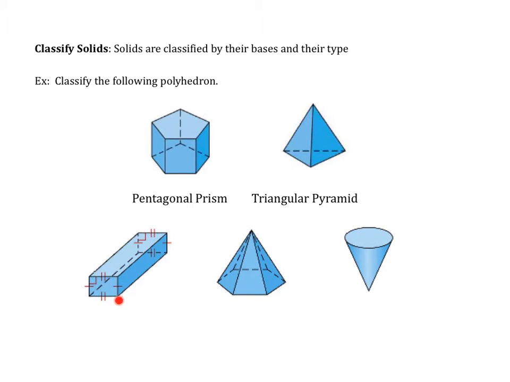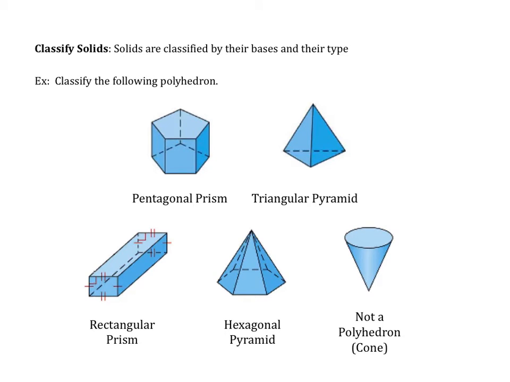So on my first one here, I've got rectangular sides. I know this is a prism, and then I have a rectangular base, so that makes this a rectangular prism. On my second example here, I've got triangular sides, so we know it's a pyramid, but then I have a hexagonal base, so that makes this a hexagonal pyramid. And then for this last one, we have a circular base. Well, that's not even a polygon, so this one is actually not a polyhedron.